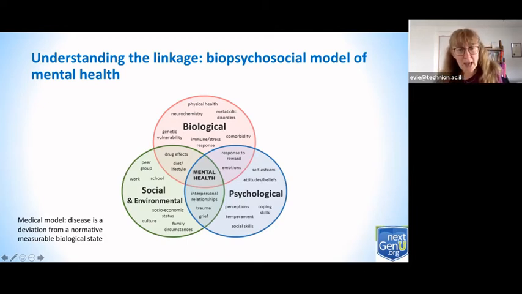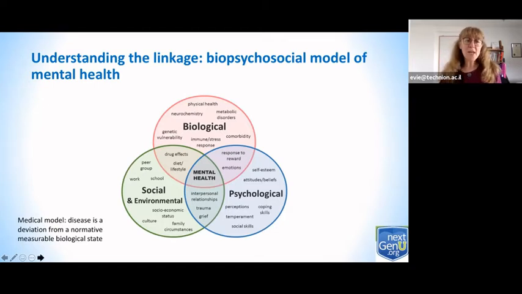So there's the biological side of this: the physical health, the genetic vulnerability, the effects of drugs, and so on. There's obviously our psychological well-being, our coping skills, our social skills, our self-esteem, and our attitudes and beliefs towards sickness, incredibly important. And then there's the social and environmental side of this. What are our family circumstances? What's our culture? What work do we do? What's our socio-economic status? We know that all of these things come together, and our mental health is here in the middle. If we want to treat mental health, we need to think of all of this together.